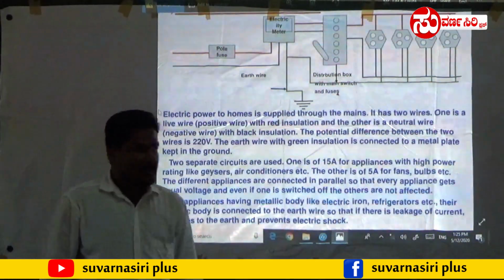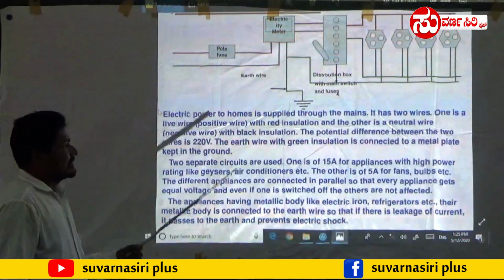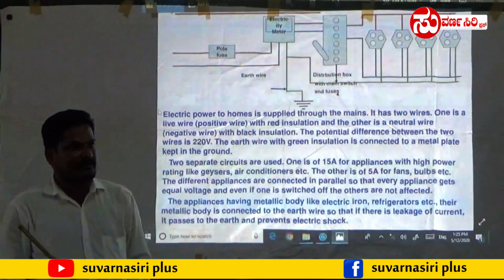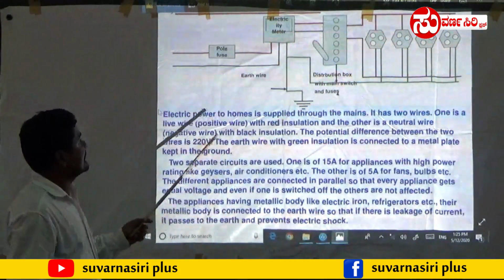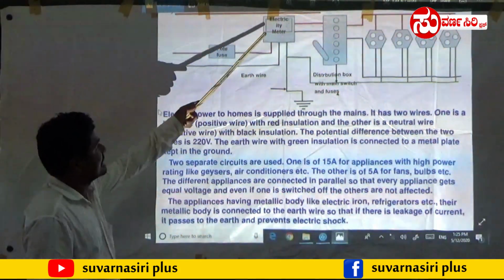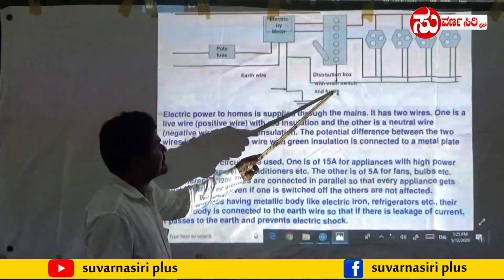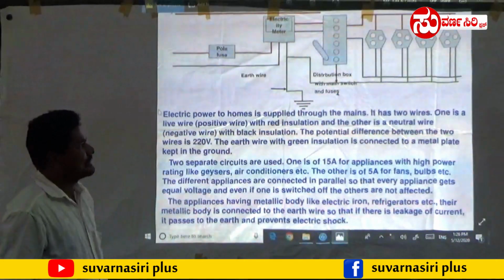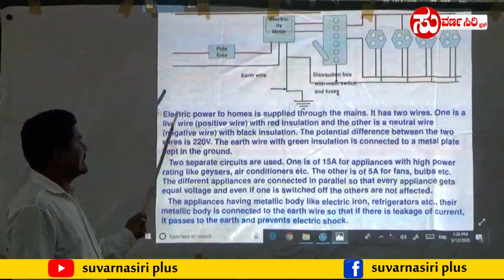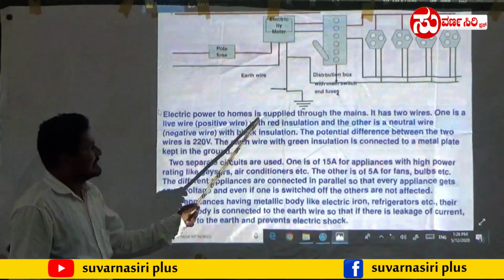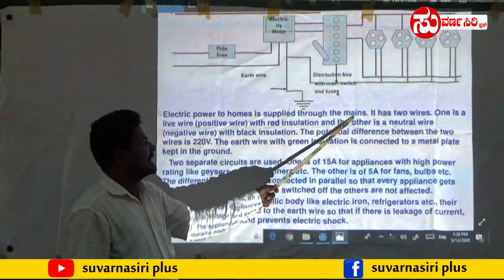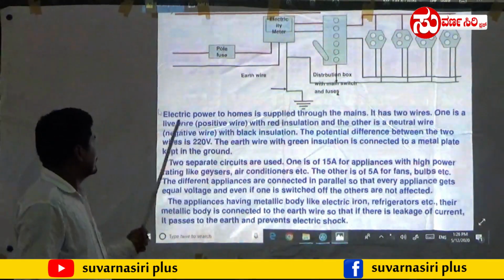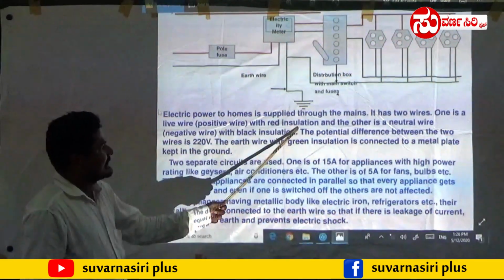And next, for household purposes, how is the electric current transmitted? From the start we have to see that there is a fuse, and next the electric meter, then the distribution box, a main switch and the fuses, and inside the rooms how we take the supply of electric current. Electric power to the home is supplied through the mains. The main supply has two wires. One is the live wire, called the positive wire, with red insulation.